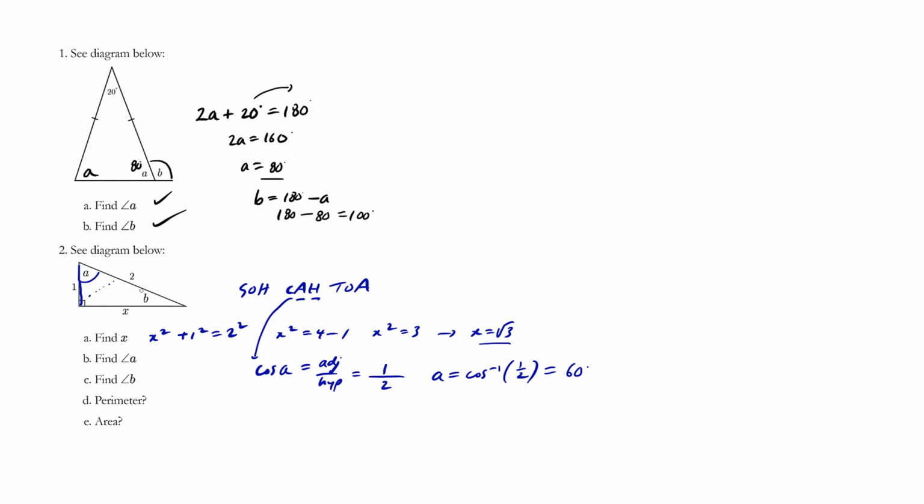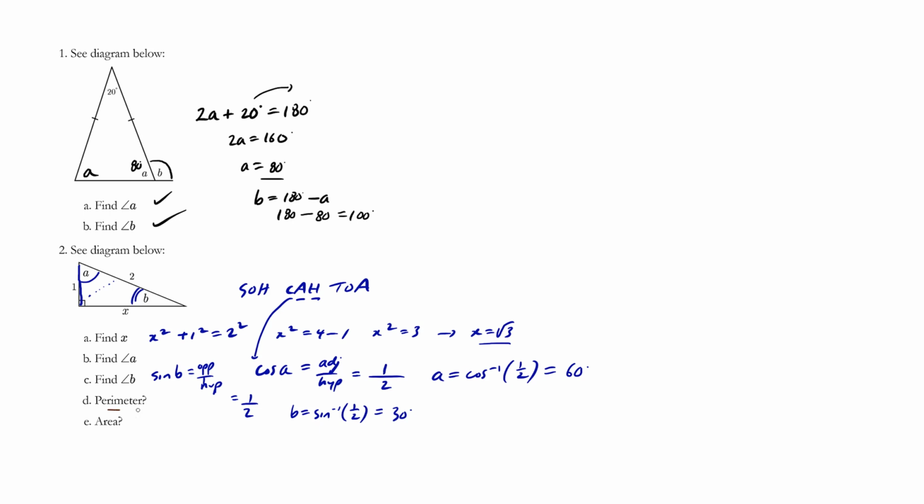Let's find angle B. Let's place our finger here on B and think opposite over hypotenuse. So we say sine B is the opposite over hypotenuse, which equals the opposite, which is 1, across the triangular field, over the hypotenuse, which is 2. So to find angle B, we hit sine inverse. B equals sine inverse of 1/2, in which the angle is 30 degrees.